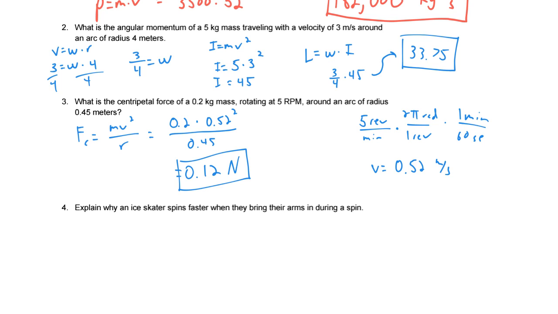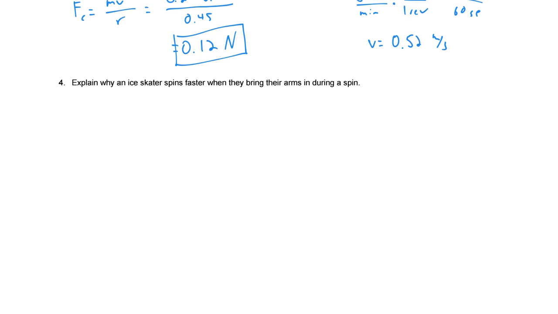All right, and on to our last question. Explain why an ice skater spins faster when they bring their arms in during a spin. The real key here is the conservation of angular momentum. All right, so we need all the same momentum. So if we decrease the radius, the velocity has to increase in compensation.